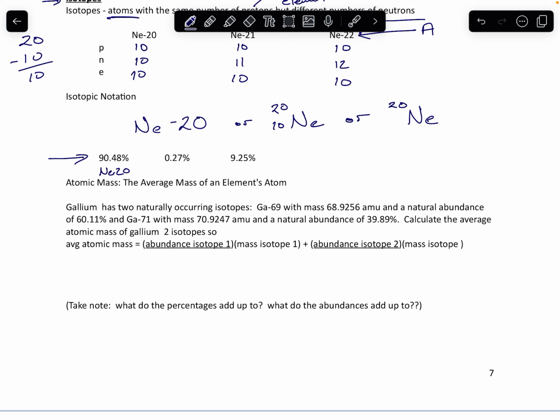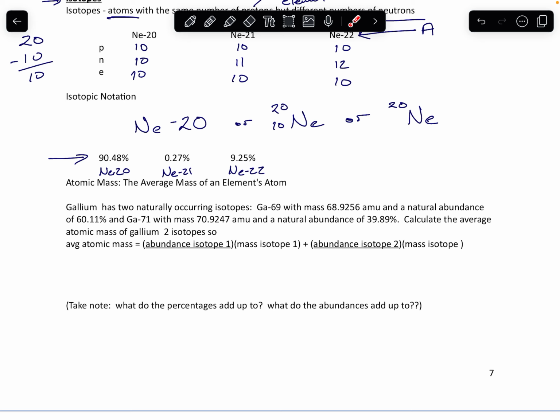Let's say, for example, that we have some different percentages of these isotopes: neon-20, neon-21, and neon-22. Neon-20 makes up 90.48% of all neon atoms. Neon-21, only a measly 0.27%. And neon-22, 9.25%. So the majority of neon is neon-20. There'll be a teeny tiny amount of neon-21, and about 10% neon-22.